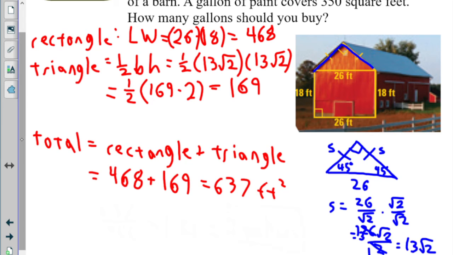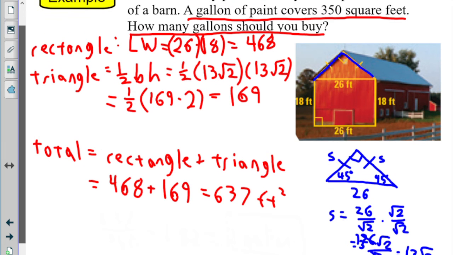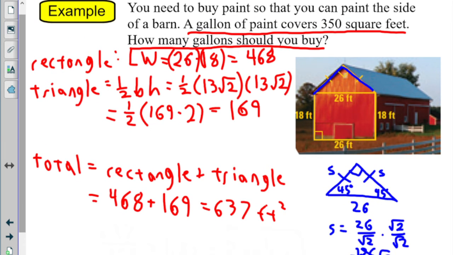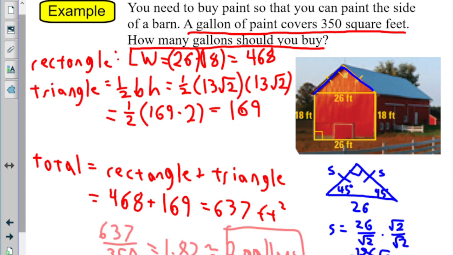Oh, wait a second, we haven't actually answered the question yet. Because we say a gallon covers 350 square feet. How many gallons should you buy? That's what the question is asking. So to answer that question, we decided that we need 637 square feet. That's how much we need to cover.